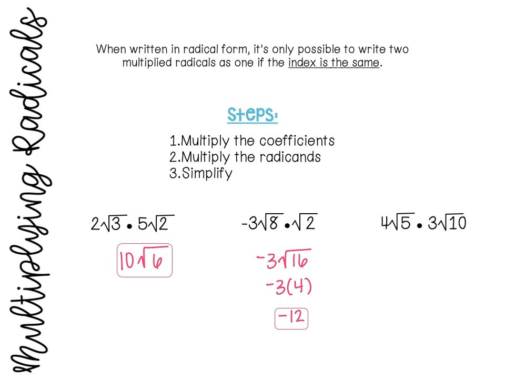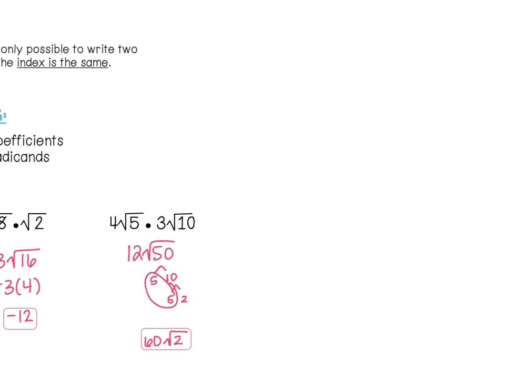All right, so we've got to say coefficient 4 times 3, and then we've got to multiply our radicands 5 times 10. Which 4 times 3 is 12, and 5 times 10 is 50. And again, we need to simplify. So let's check our factor tree. I actually can simplify. Now, before I continue, normally we would write the 5 on the outside because that's what we could circle. But there's already a 12 on the outside. So we actually need to multiply them. So 5 times 12 is 60, and we're left with a 2 underneath. That is our final answer.